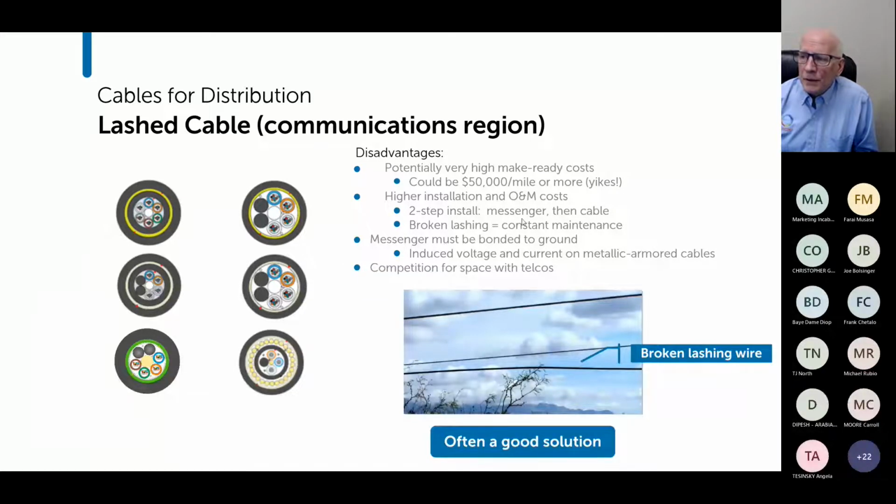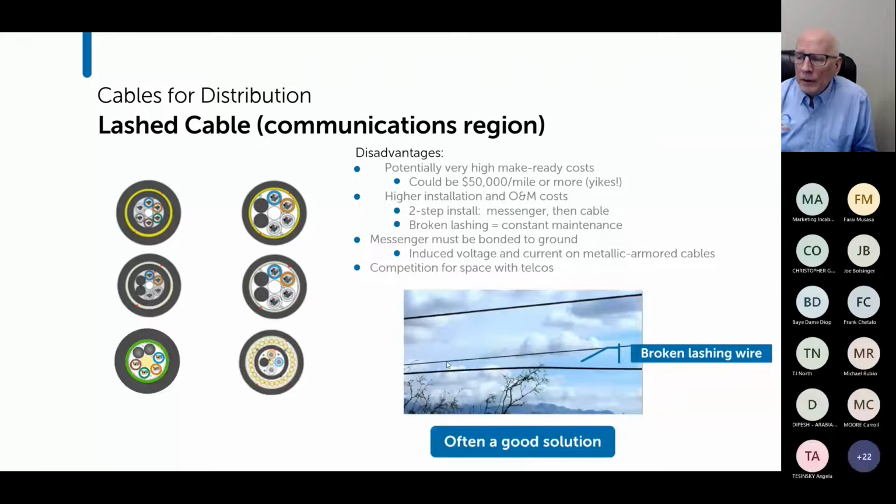So first you have to install the messenger cable, then you have to go back and lash the cable to it. And then your O&M cost is the fact that the lashing wire that's used is known to break. So it's a constant maintenance headache. Here's a picture showing a broken lashing wire. So somebody's got to go back and essentially re-lash this cable.